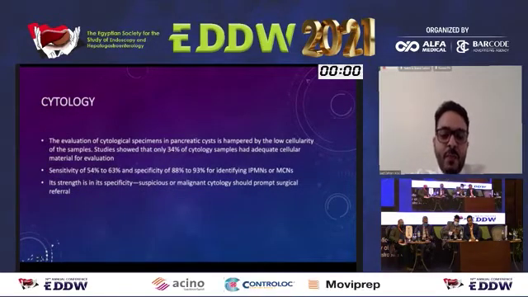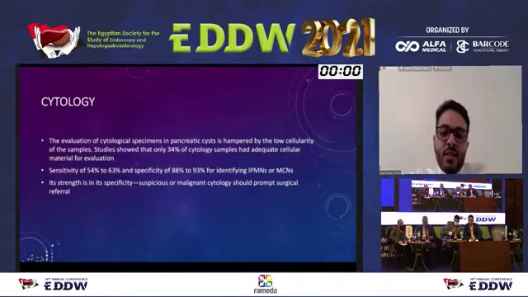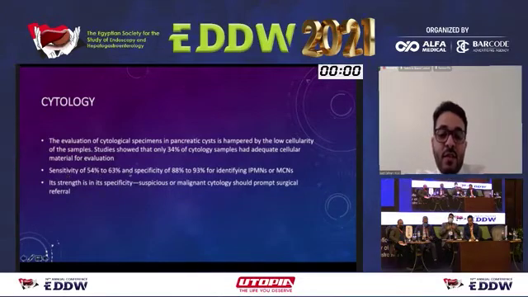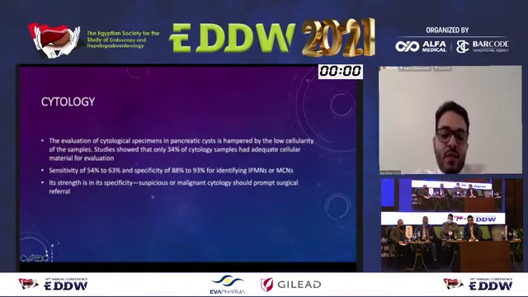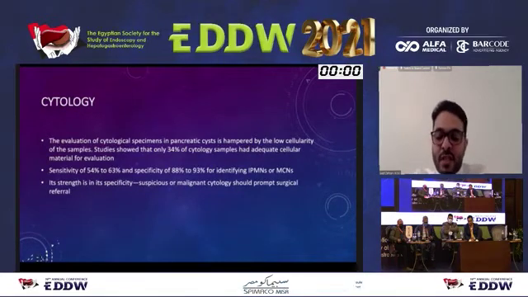The evaluation of cytological specimens in pancreatic cyst is hampered by low cellularity. Studies showed that only 34% of cytology samples had adequate cellular material. Also, cytology suffers from low sensitivity, but it has good specificity. So the strength of cytology is its specificity. Once you get suspicious cytology, you should refer the patient to surgical resection.